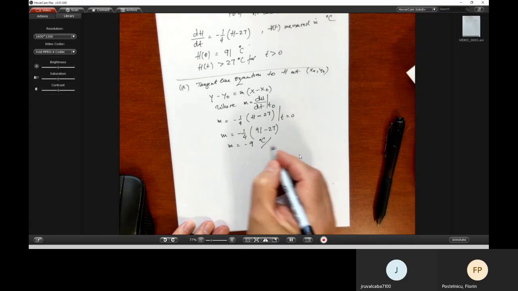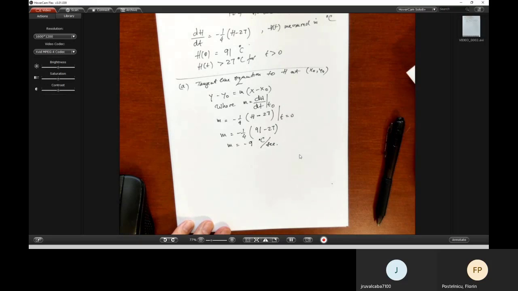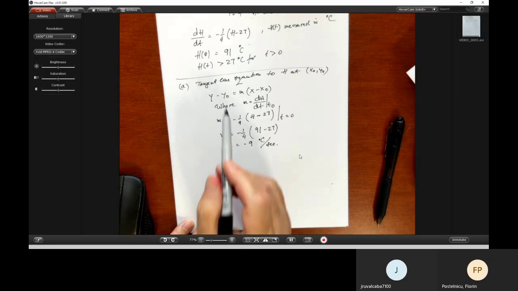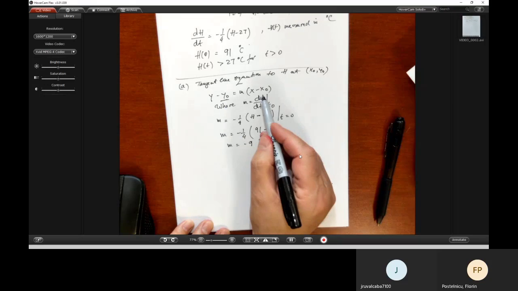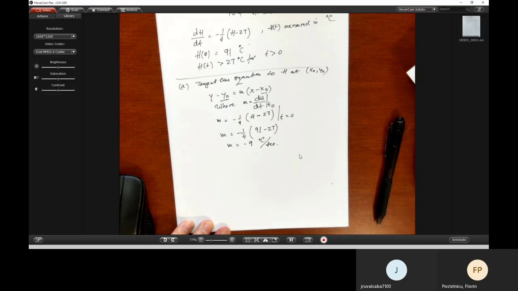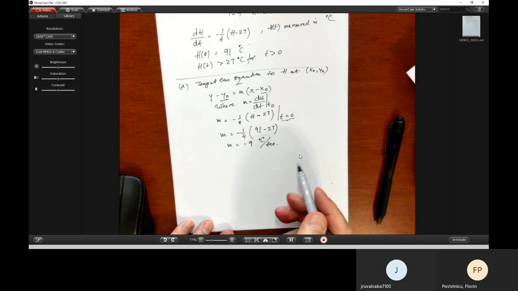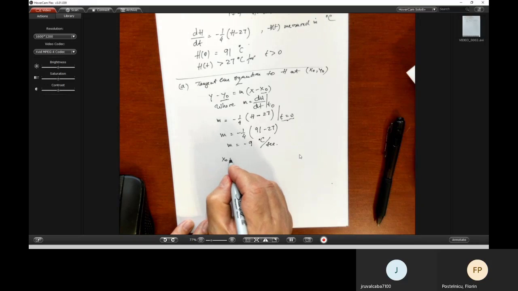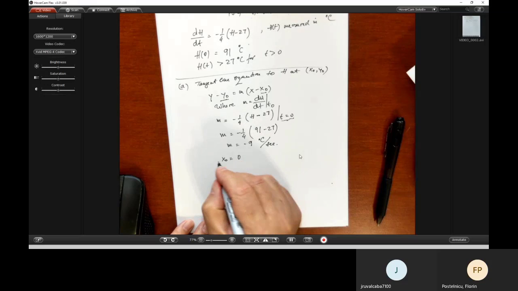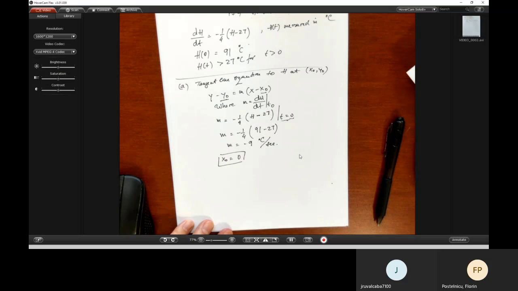So I have actually the slope, I discovered it, is negative 9 degrees Celsius per minute. Now I need x sub 0, y sub 0. And using those coordinates of the point on h, I can write the equation. X sub 0 is 0, and h sub 0. So on the graph, I have the point h sub 0, which is the initial condition, is 91 degrees.